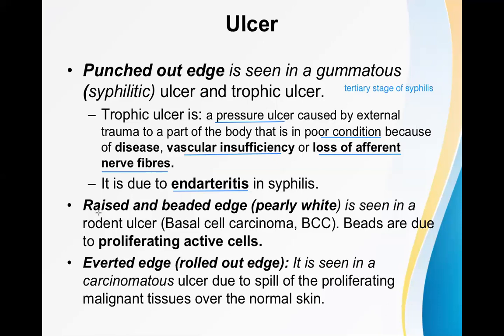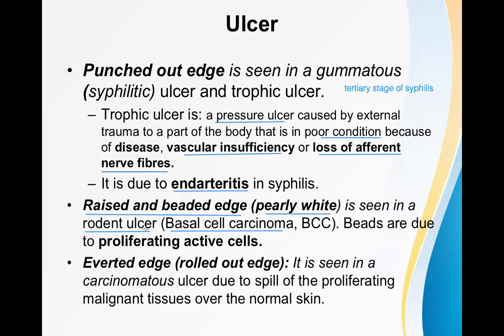Let's move on. Some other types of edges now. It's a raised and beaded edge. When we inspect it, it looks pearly white. It's seen in rodent ulcer. Now, rodent ulcer is the term for an advanced case of basal cell carcinoma.